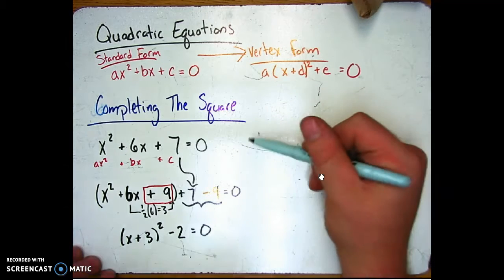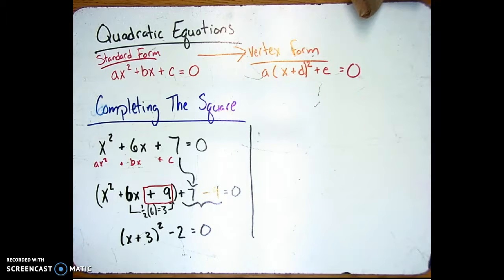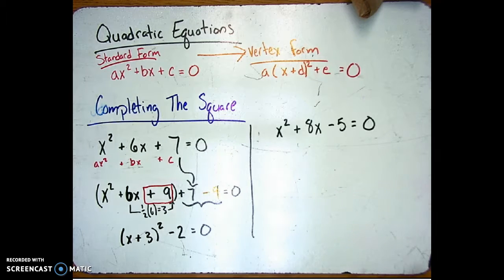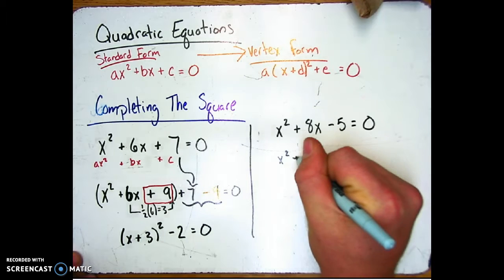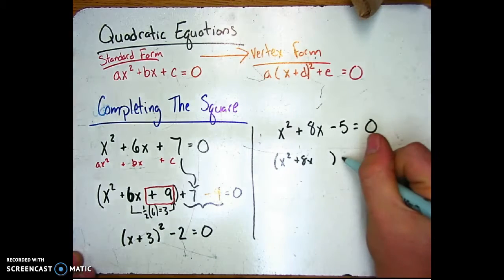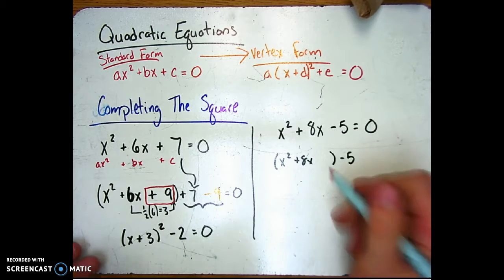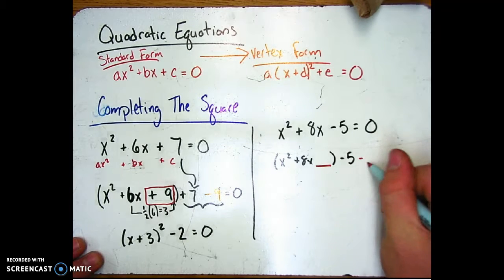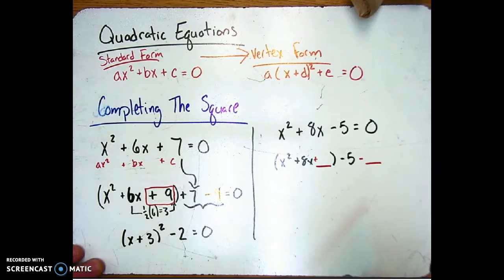Let's take a look at one more example. If we start off with x squared plus 8x minus 5. So the first thing we do is x squared plus 8x, and then we need our third term. Bring down our minus 5. Now remember, whatever we add here, we subtract here. Okay? So whatever we're adding, we also subtract later so that we can keep this still balanced.